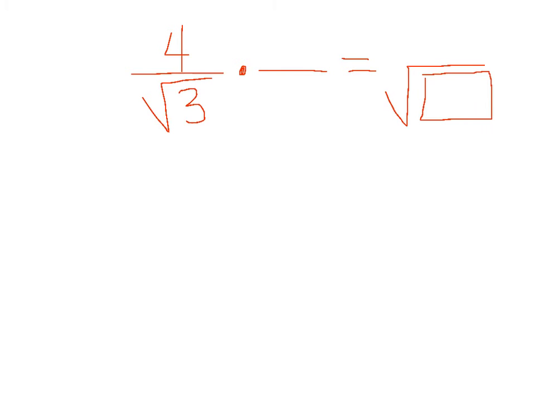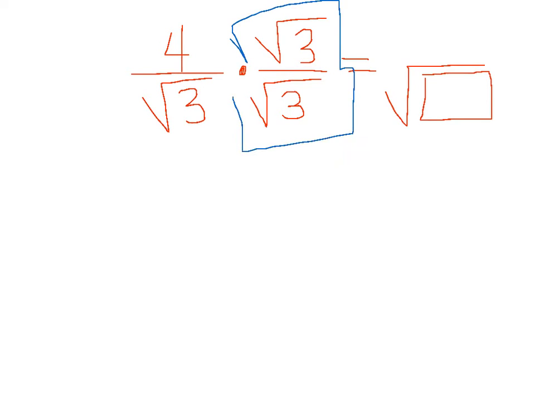So if I have 3 and I want to make a perfect square, the next perfect square that I can think of is going to be 9. So I'm going to use the fancy one, 3 over 3. Remember, this is a fancy one because the numerator and denominator have the same number. So I'm not changing the problem any when I do that.